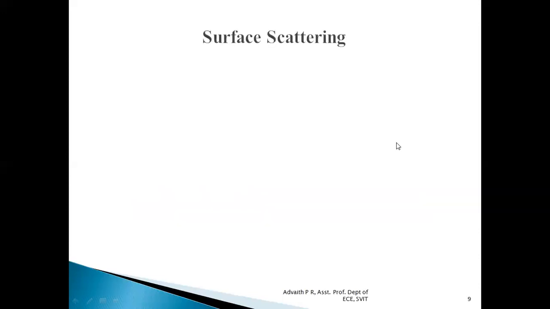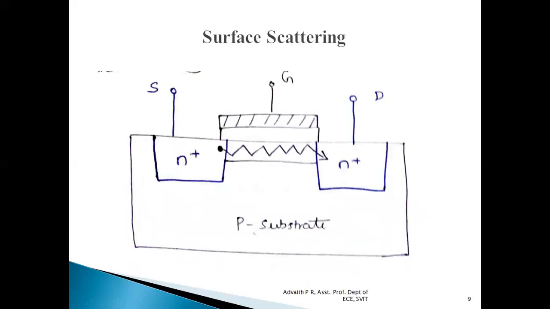In addition to this, we have something called surface scattering. This can be understood with the help of this diagram. When the charge carriers travel along the channel, they are attracted to the surface by the electric field created by the gate voltage. As I told you, electrons start to travel from source to drain. When some positive gate voltage is applied, only then is a channel created. A channel is nothing but the connecting path between the source and drain terminals. So when some positive gate voltage is given, a channel forms and the electrons start to flow from source to drain regions.